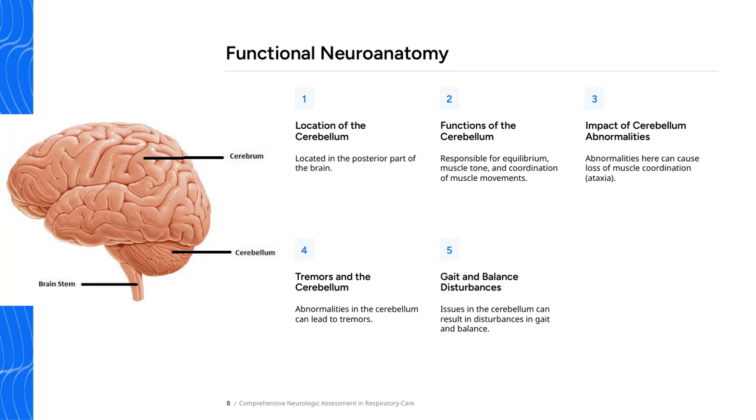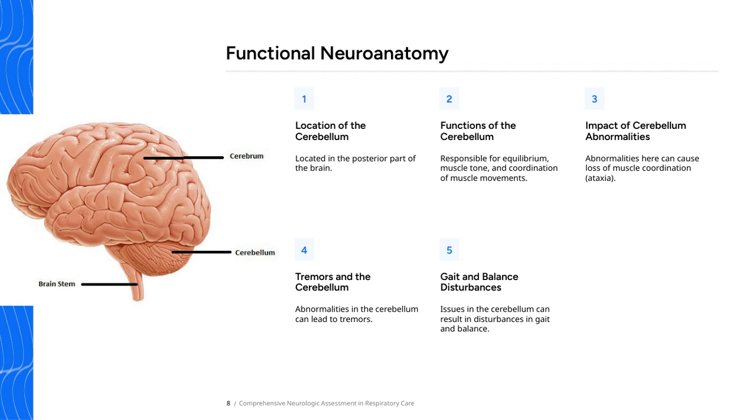Let's take a closer look at the cerebellum and its role in our neurologic function. Issues in the cerebellum can lead to noticeable disturbances in gait and balance, which are critical for mobility and safety. When the cerebellum isn't functioning properly, you might see tremors or involuntary shaking, highlighting how essential this area is for smooth movement. Abnormalities here can also cause ataxia, which is a loss of muscle coordination, making movements clumsy or unsteady. This underscores just how vital the cerebellum is for precise motor control.